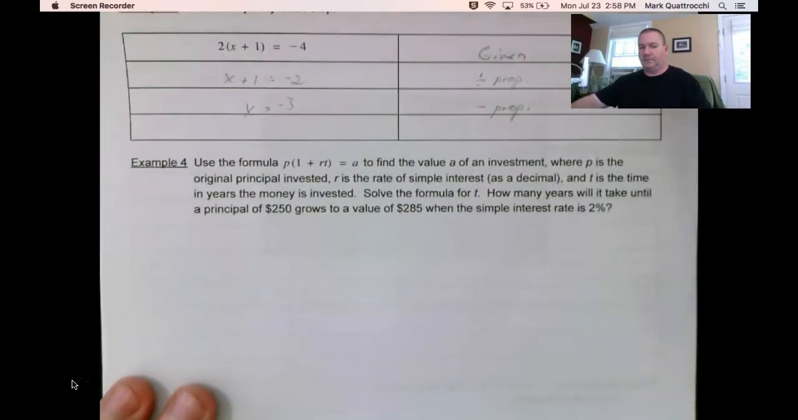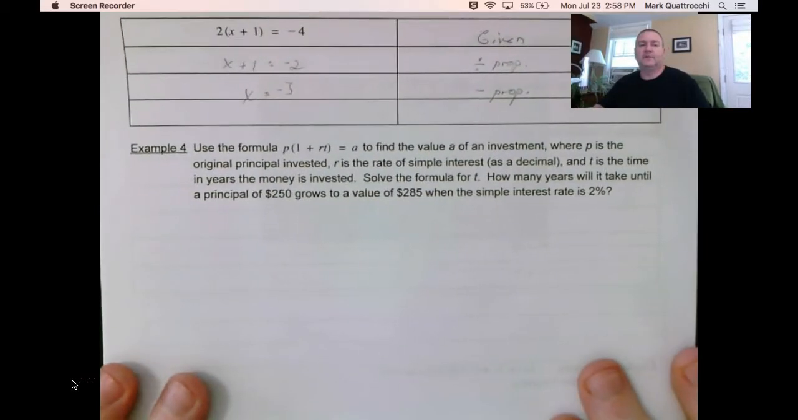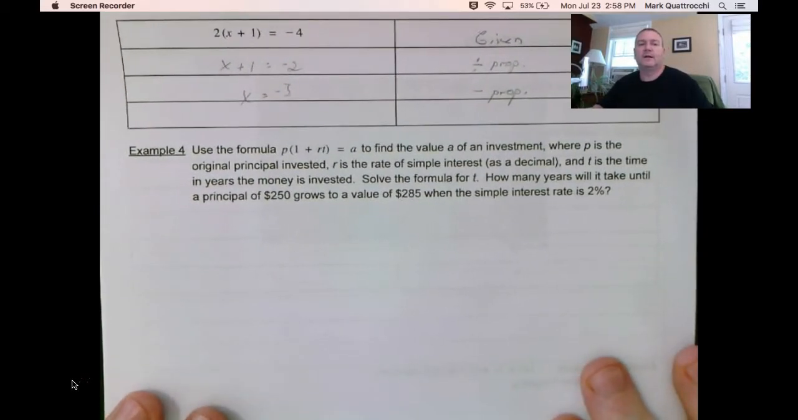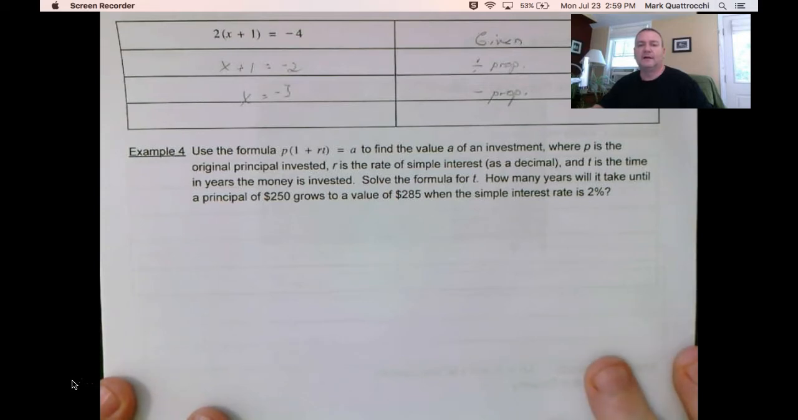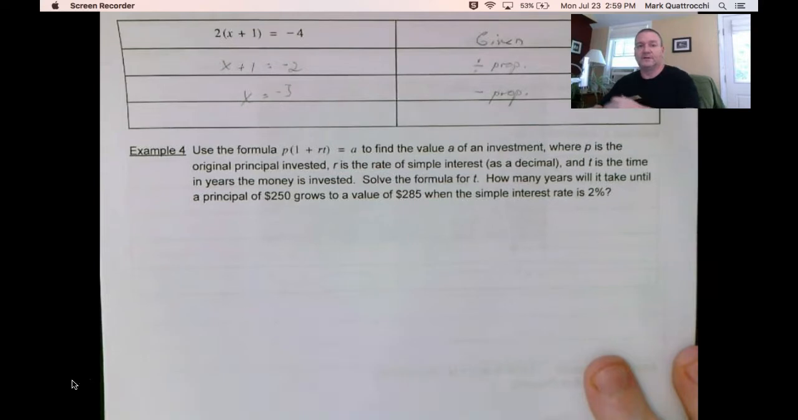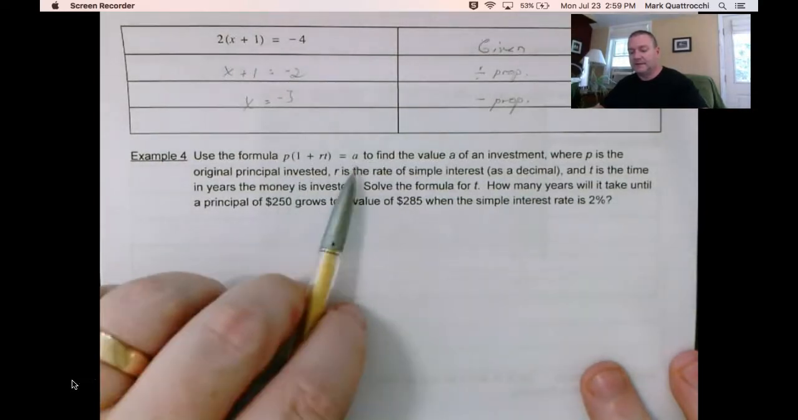Okay. Example 4. Use the formula P times quantity 1 minus RT equals A to find the value A of an investment, where P is the original principal invested, R is the rate of simple interest as a decimal, and T is the time in years the money is invested. Solve the formula for T. How many years will it take until the principal of $250 grows to a value of $285 when the simple interest rate is 2%?